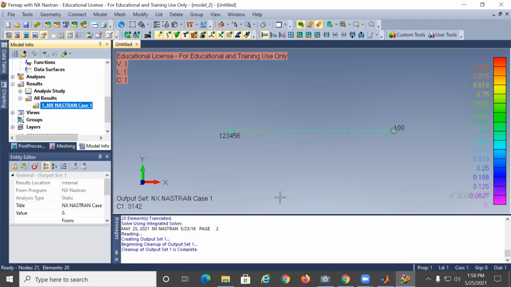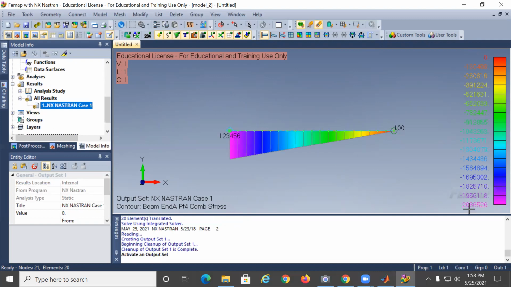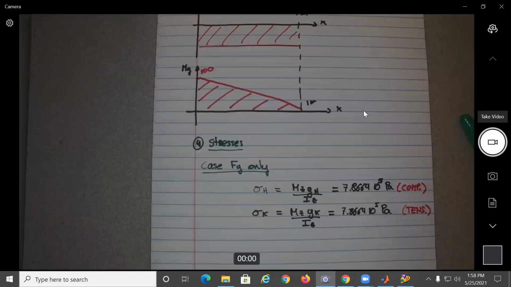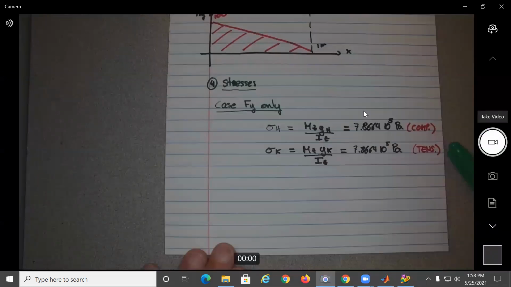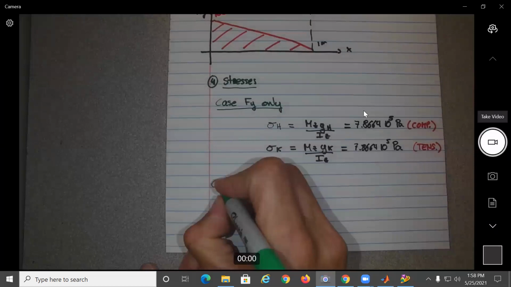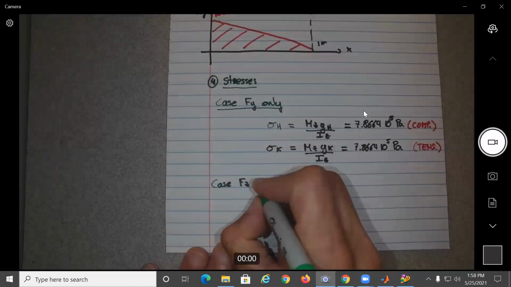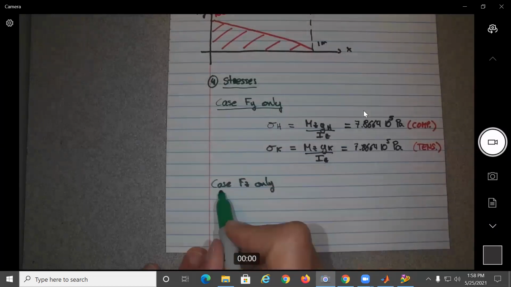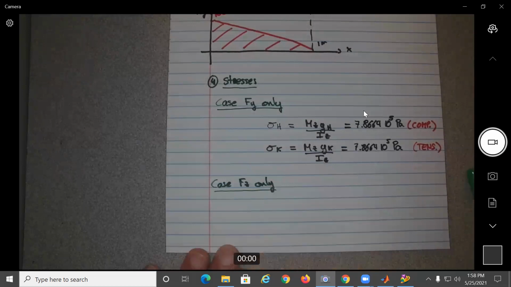Results here. This gives us at 0.4, so whatever, this gives us minus 20 point whatever. Let's see what we get from the hand calculation. So let's go now. Case FZ only. So what would that give us?